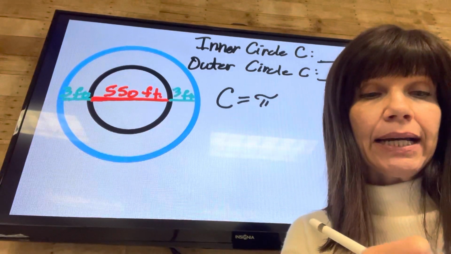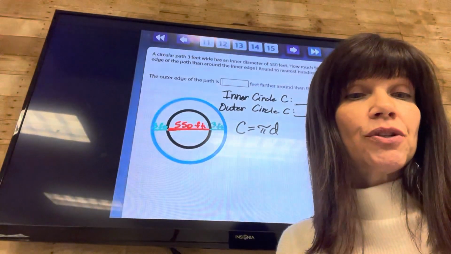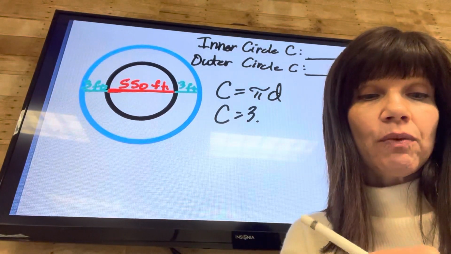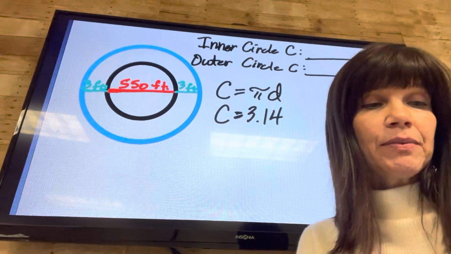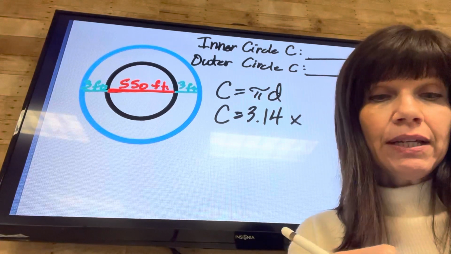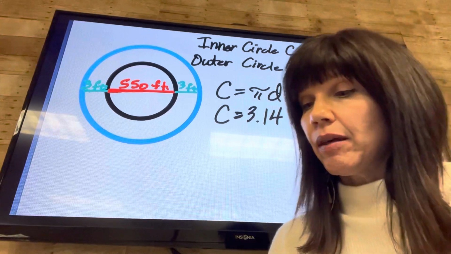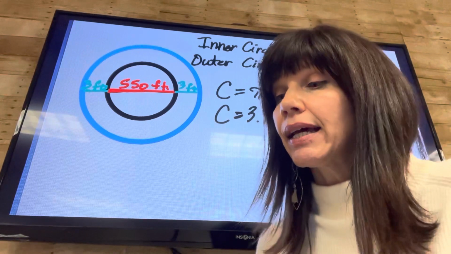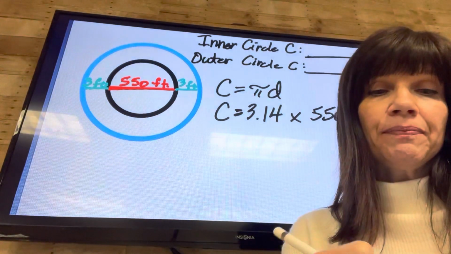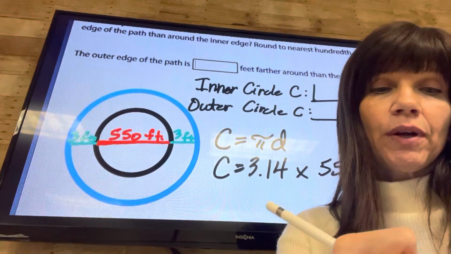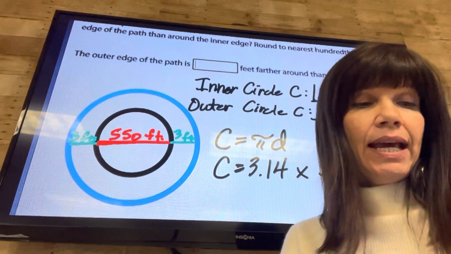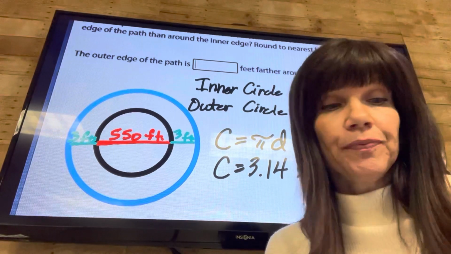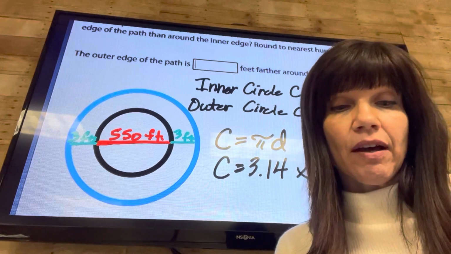Circumference equals pi d, and they did say to use 3.14 in place of pi. So circumference equals 3.14 times the diameter of 550. When I do that on my calculator, 3.14 times 550, I get 1,727. So I'm going to write that in the blank here, 1,727 as the number of feet for the circumference of the inner circle. Then I'm going to find the circumference of the outer circle.